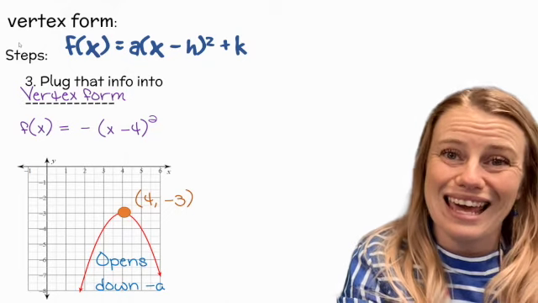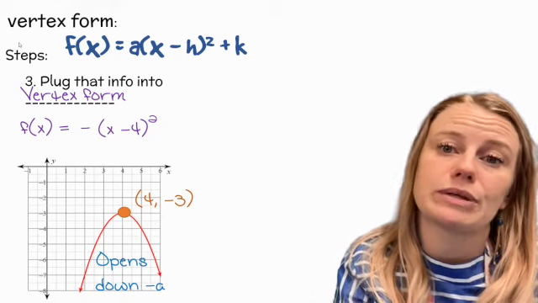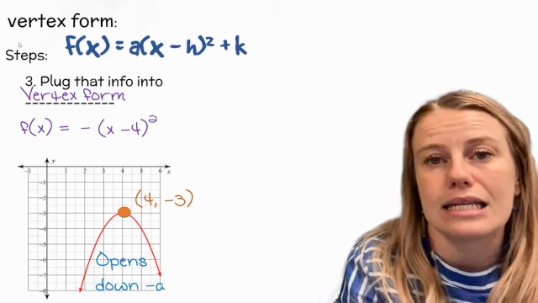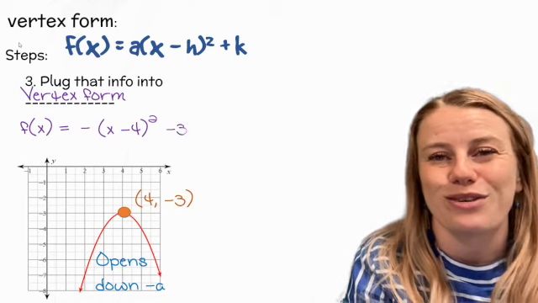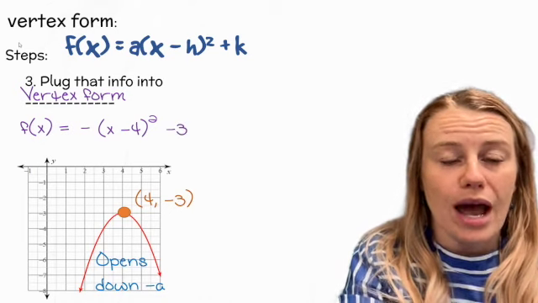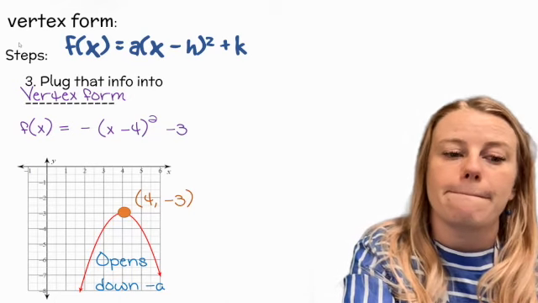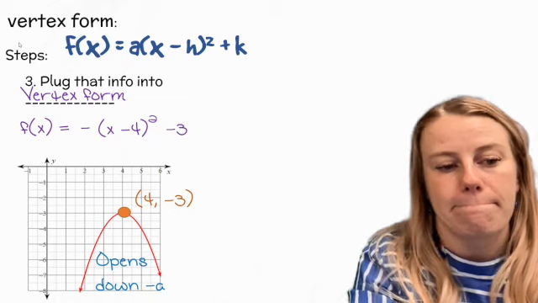And then plus k, which remember, the outside tells the truth, so we're going to leave it exactly like it is. Here it is -3, so it's -3. So here's our vertex form of this graph. f of x equals negative (x minus 4) squared minus 3.